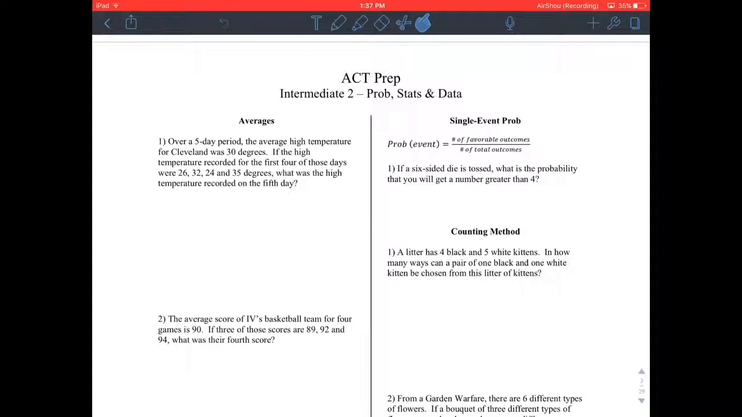Alright, this is the intermediate 2 notes, probability, statistics, and data.